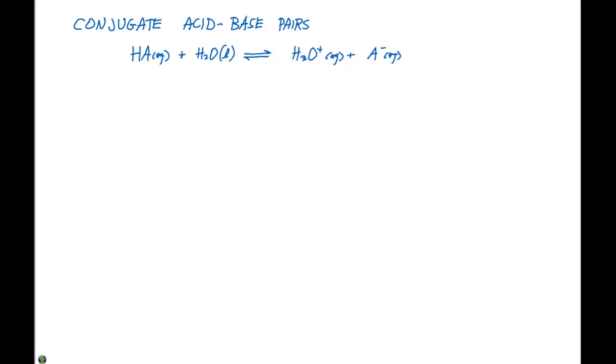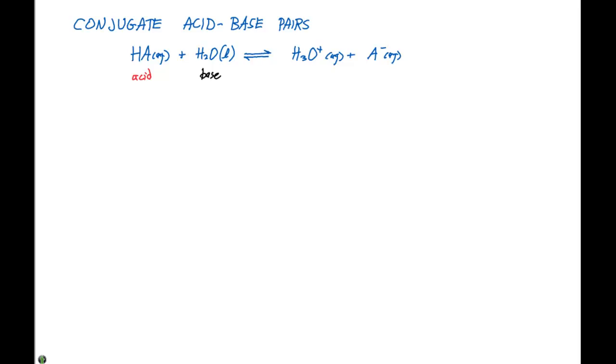In the last video, we described acid-base equilibria, and now when this equilibrium is established, we can identify something called conjugate acid-base pairs. So I have written here a generic equilibrium expression describing what happens when we put an acid in water. Our acid is going to be HA, which is our proton donor. Our base is going to be water, which is our electron pair acceptor.